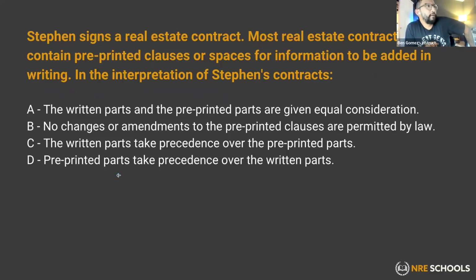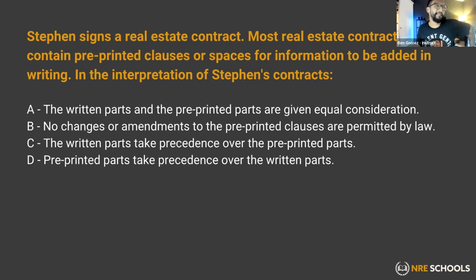Steven signs a real estate contract. Most real estate contracts contain pre-printed clauses or spaces for information to be added. In the interpretation of Steven's contract, A, the written parts and the pre-printed parts are given equal consideration. Ooh, I don't think that's it. B, no changes or amendments to the pre-printed clause permitted by law. Nope, that's not it either, because you can change a pre-printed contract. C, the written parts take precedence over the pre-printed parts. D, the pre-printed parts take precedence over the written parts.